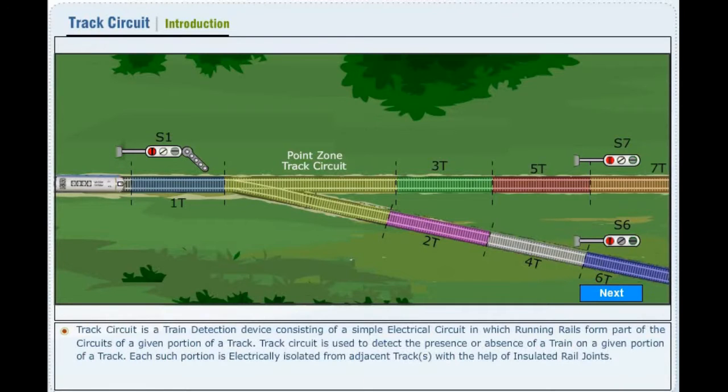Track circuit is a train detection device consisting of a simple electrical circuit in which running rails form part of the circuits of a given portion of a track. Track circuit is used to detect the presence or absence of a train on a given portion of a track. Each such portion is electrically isolated from adjacent track with the help of insulated rail joints.